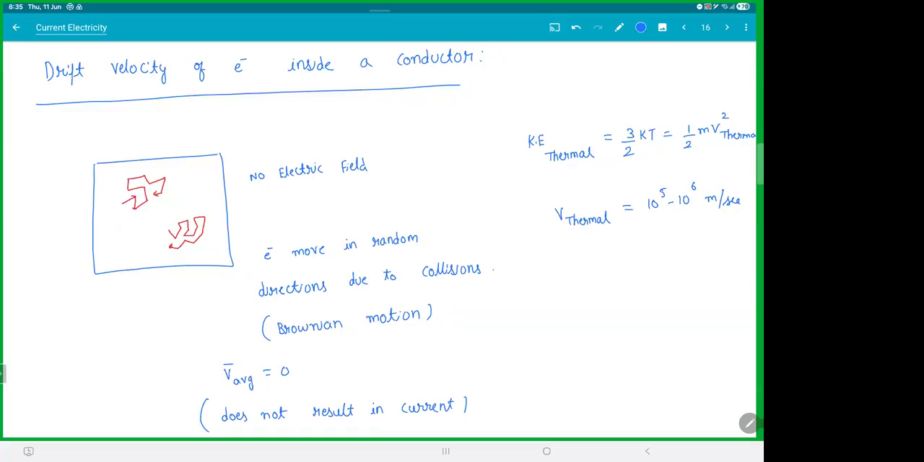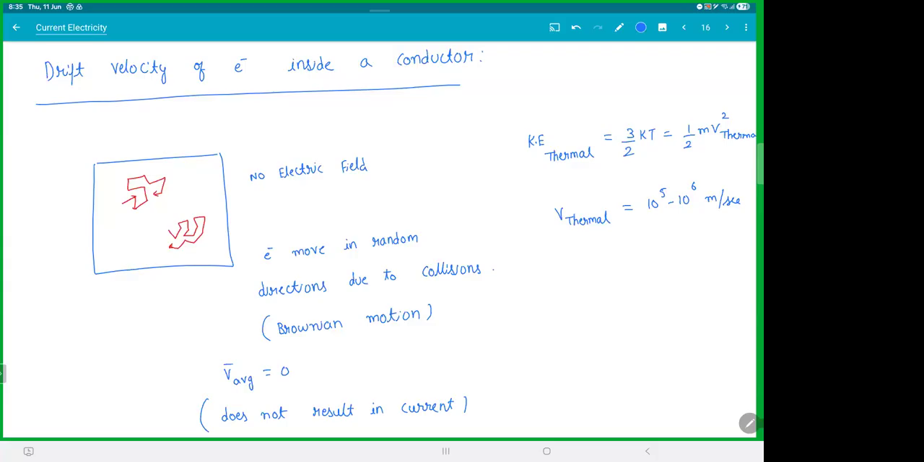So these electrons are moving very fast, but they don't create any current because they're moving randomly. So you have a lot of energy, but you're doing all random stuff. So it just goes to waste. It does not result in any net flow. Clear with this? So if you just put a conductor there, this is what happens inside.